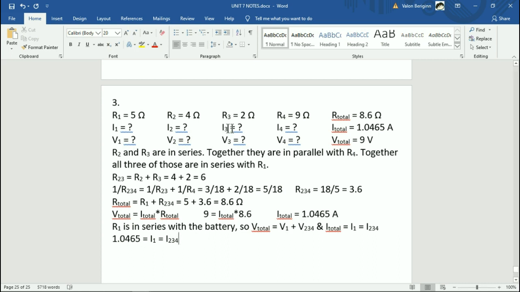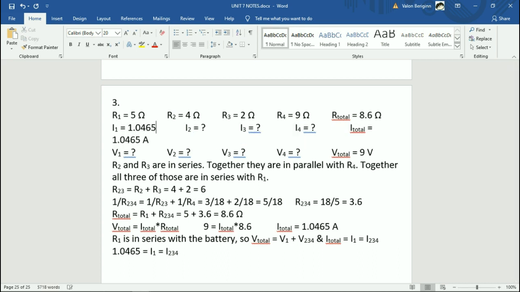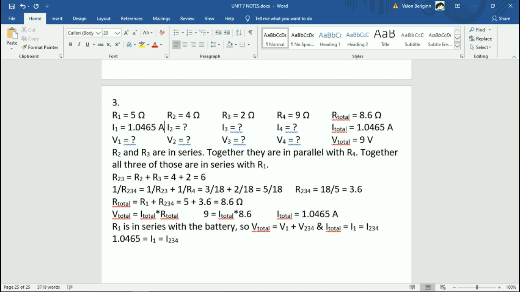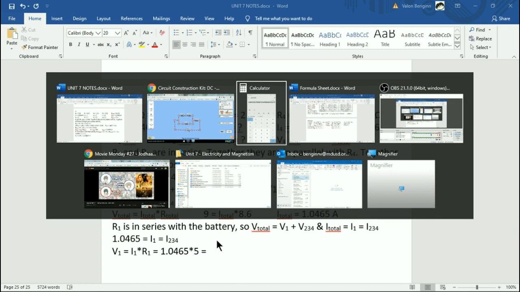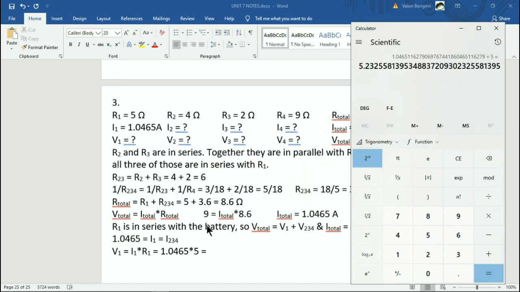Okay, so I1 is here, and that gives you 1.0465. I need to do that just to make it line up better. So now we have these two. This means that V1 equals I1 times R1. So we have 1.0465 times 5. Okay, 5.2325.